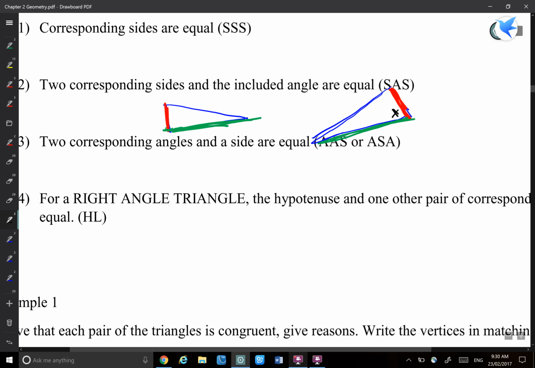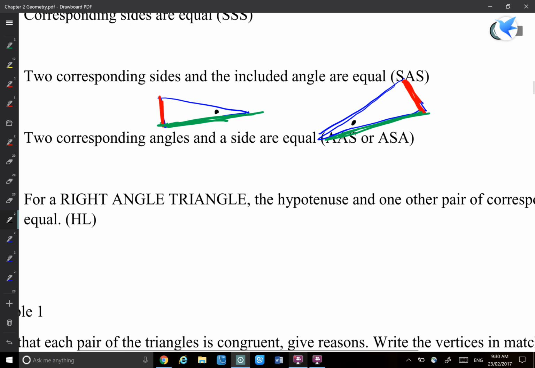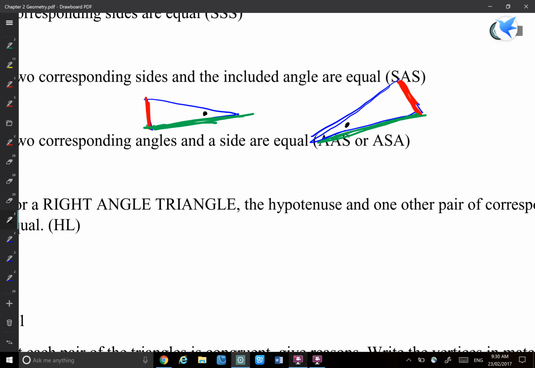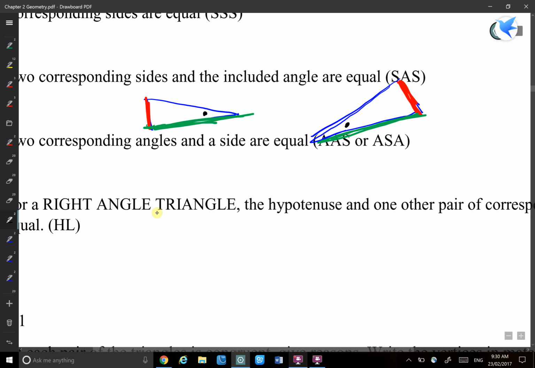However, if you know this angle equals that angle, that's not going to help. You know those two sides, but the angle is not included in the two sides. It's not going to help. You cannot prove the triangles are congruent. So it must be the angle here, the angle in between.